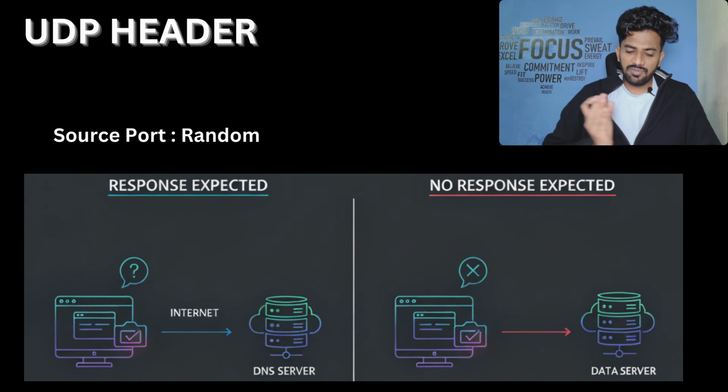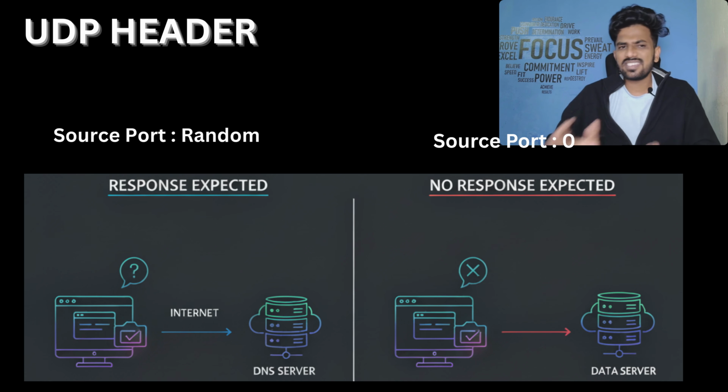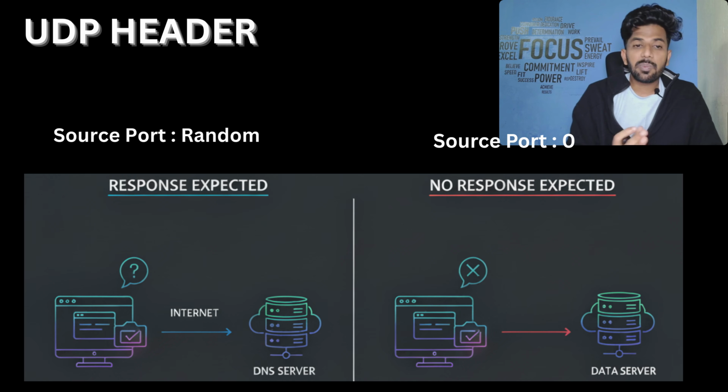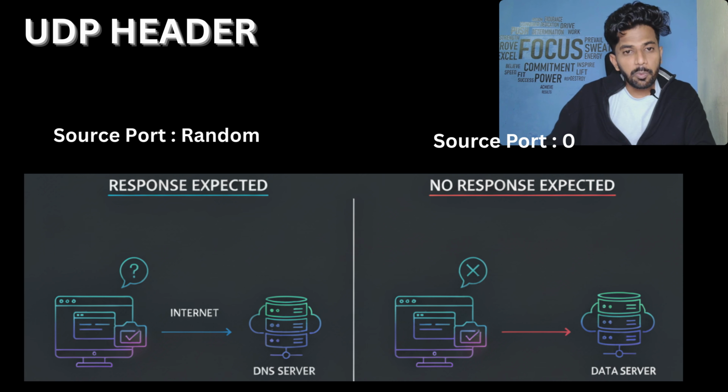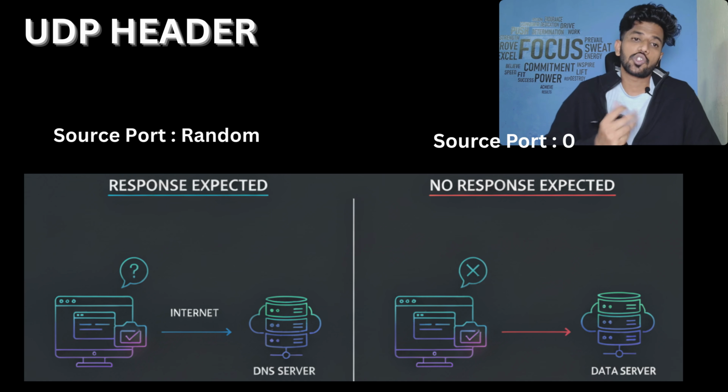Okay. If no reply is expected from the receiver, the source port can be set to 0. To put it in simple terms, if a response is expected from any application, a random source port is generated. If no response is expected, the source port may be set to 0. This is all about the source port.